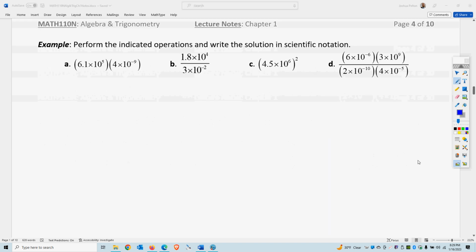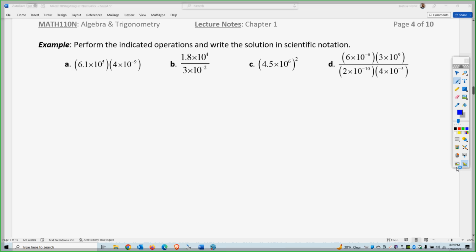So let's do some operations now. What I need to keep in mind is this is all multiply. Whether you use the x or not doesn't really matter. So when I write this, I can write 6.1 times 4 times 10 to the 5th times 10 to the negative ninth. It's all multiply, so the order doesn't matter. It's commutative, right? So if I do 6.1 times 4 separately, that's 24.4, okay?